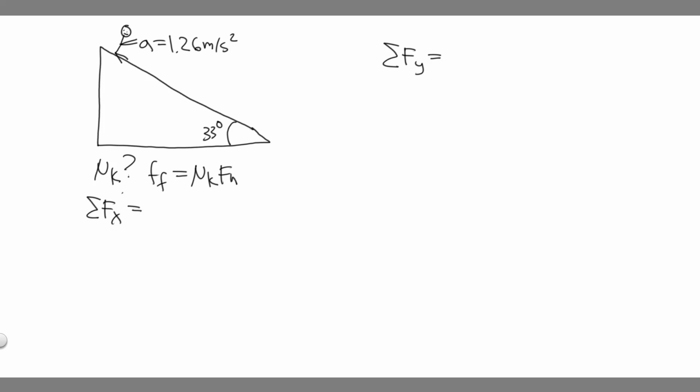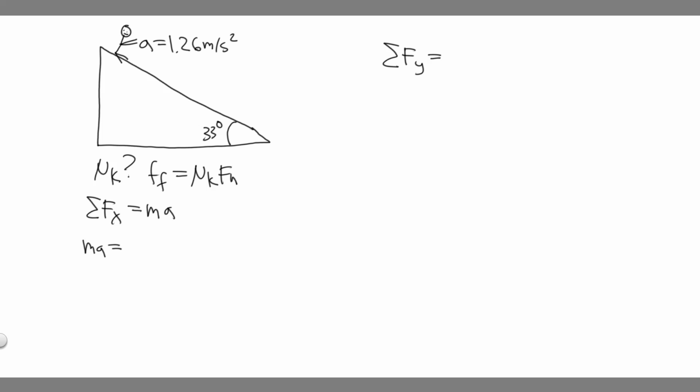So what we're going to do is take the sum of the forces in the x, and we know in the x direction, they're going to be accelerating at 1.26 meters per second squared. They're accelerating down like this. So we know the sum of the forces equals mass times acceleration, because they're going to be accelerating. And then you want to say ma equals the sum of the forces in the x.